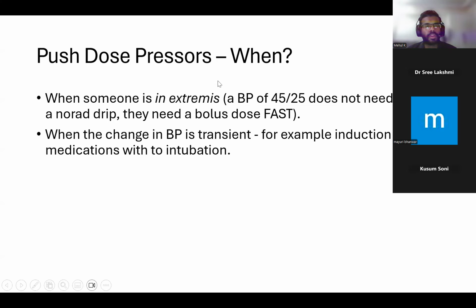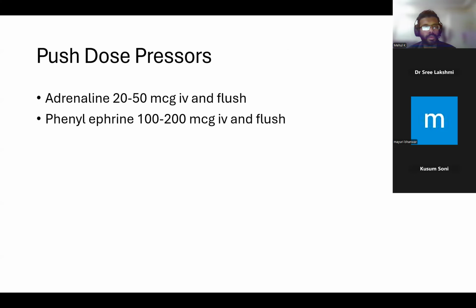Similarly, if you are expecting transient hypotension, for example, when you are giving some sedation before intubation, that is again one classical reason for people to give a push dose vasopressor. So commonly used push dose vasopressors are adrenaline and phenylephrine. For adrenaline, usually we dilute the push dose adrenaline to a concentration of 10 mics per ml, and you give around 20 to 50 mics of that IV followed by a flush. And similarly, you can give phenylephrine as well. So the concentration will vary.